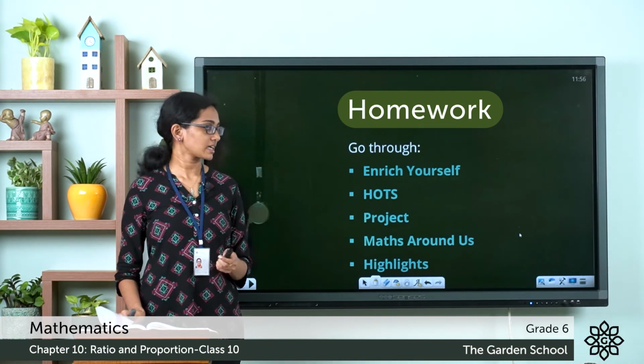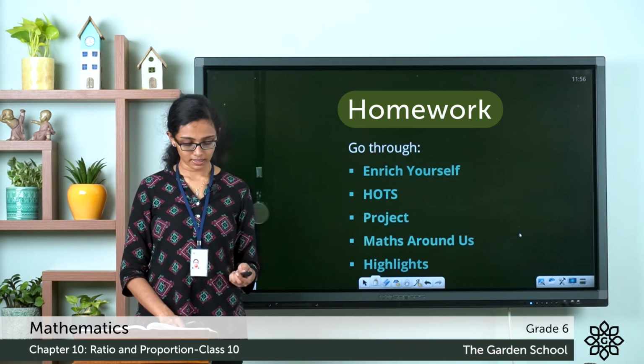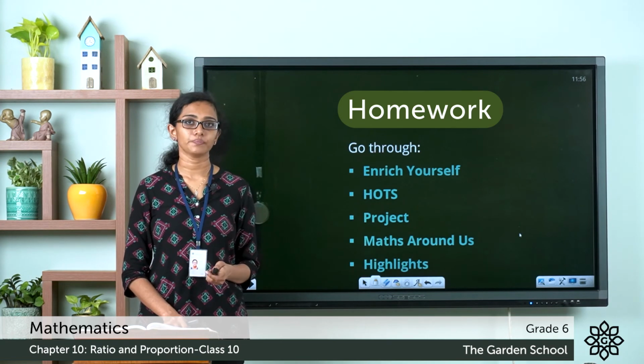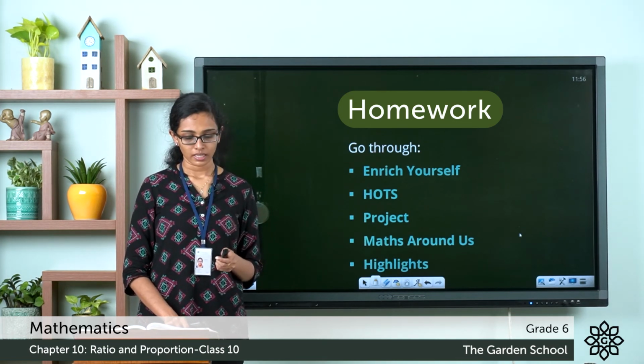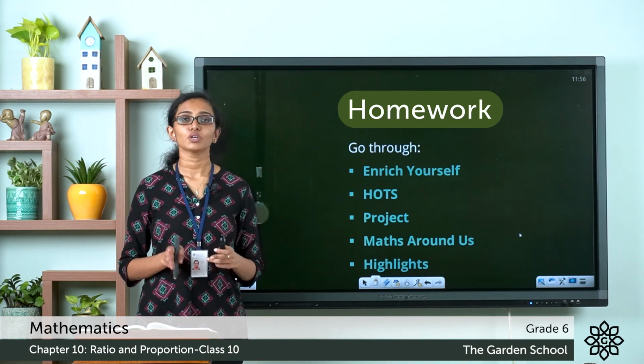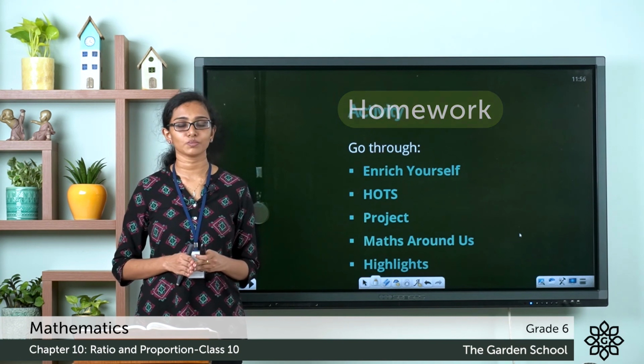There is a heading Maths Around Us, and on the next page, page number 152, the highlights from this chapter are given. Make sure you go through the same, and in the next class, we will discuss the questions from the revision time exercise. So before that, please revise all the concepts and exercises we learned in this chapter.